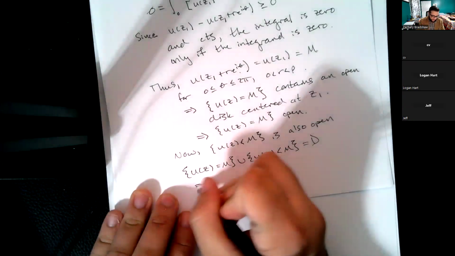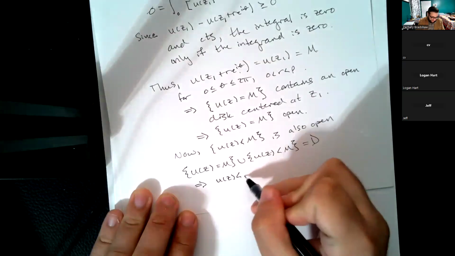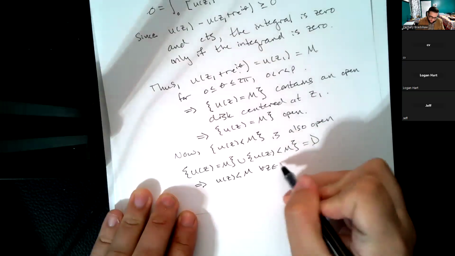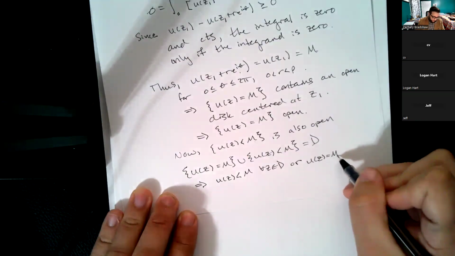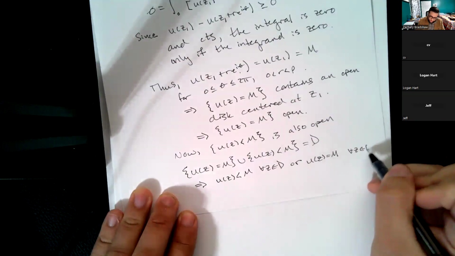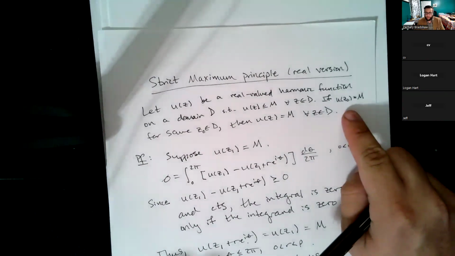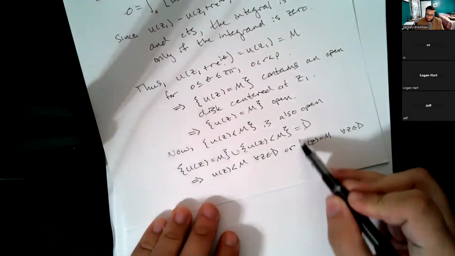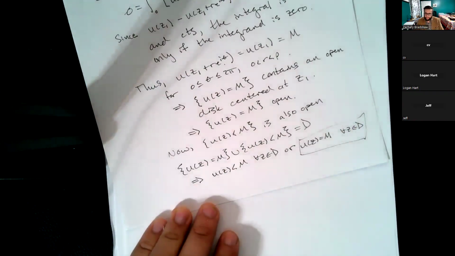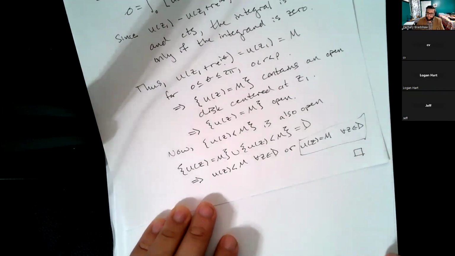So this tells us that either u of z is less than m for all z in D, or u of z is equal to m for all z in D. But we already know that by assumption, there's a point which achieves the maximum. And so this must be the case. And so that completes the proof.